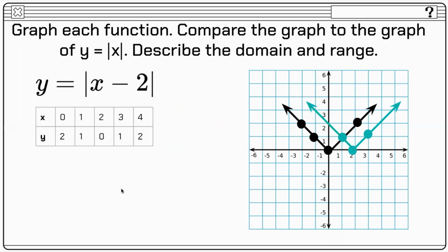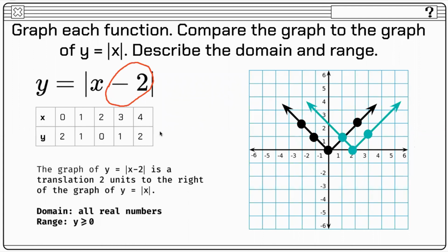But now that we've done that, let's go ahead and compare it to the graph of y equals the absolute value of x. This is pretty simple. Remember, we identified our translation earlier and it was right 2 units. So all you have to say is that the graph of y equals the absolute value of x minus 2 is a translation 2 units to the right of the graph of y equals absolute value of x.